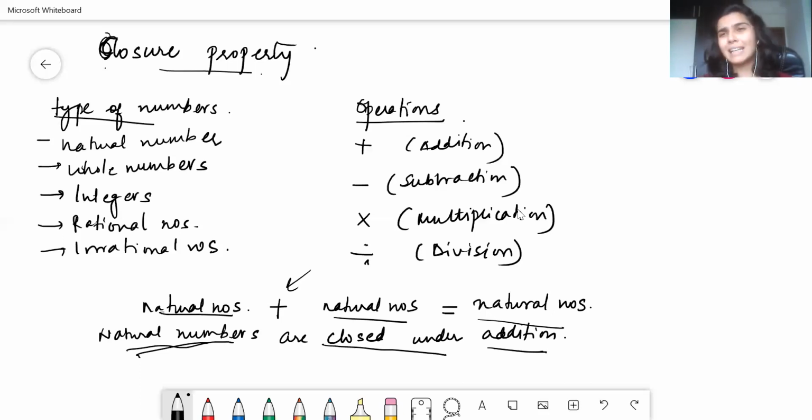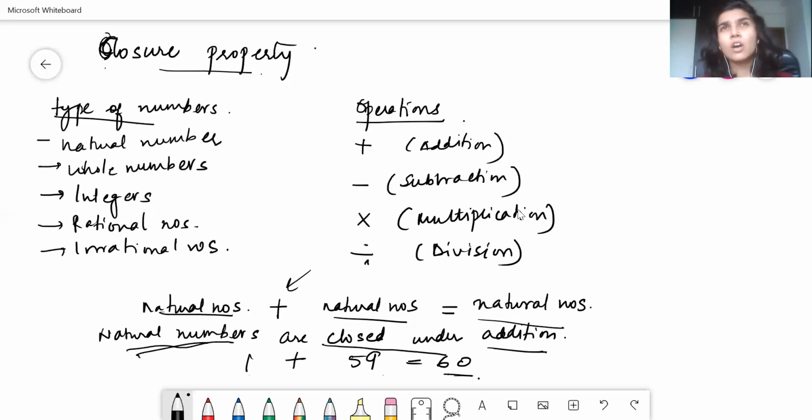Let's see what the natural numbers are. We know natural numbers are counting numbers. They start from 1 to infinity. So let me just pick any natural number. 1 is a natural number. Let me take another natural number, which is 59. If I add 1 plus 59, I get 60, right? And 60 is also a natural number. So when I'm adding two natural numbers, I'm getting a natural number.